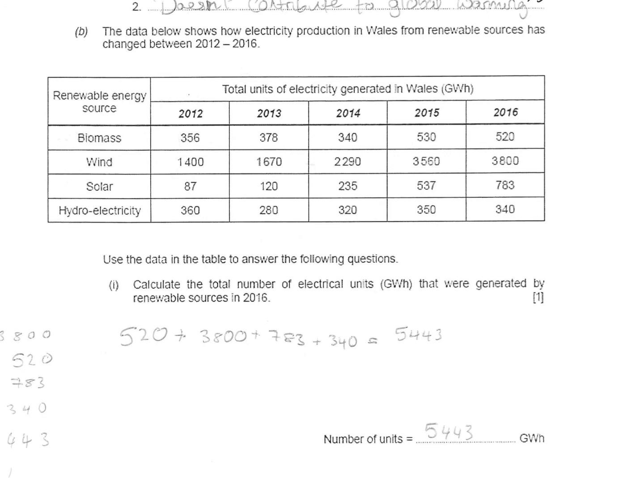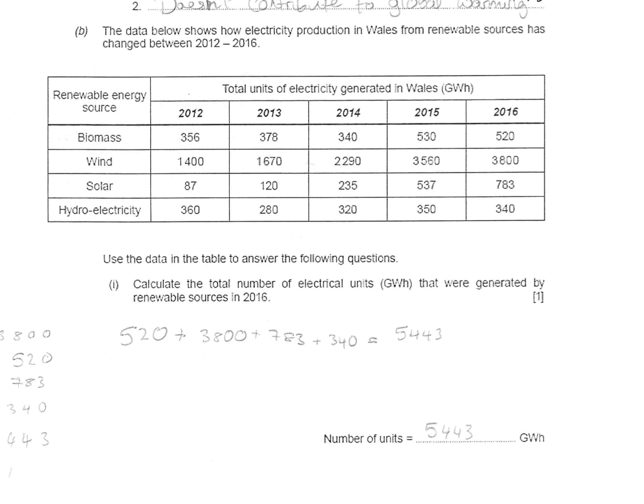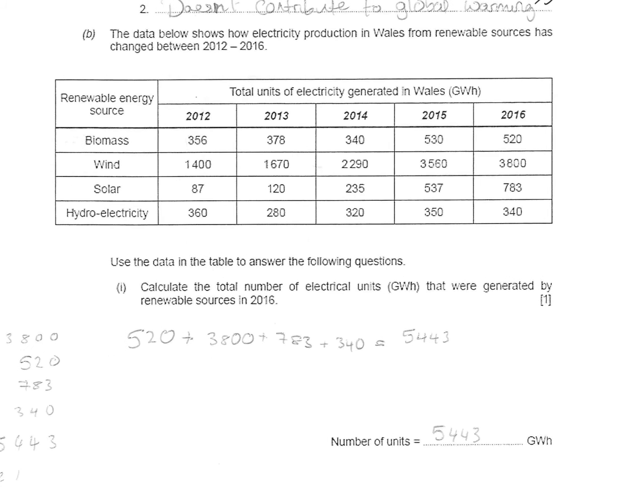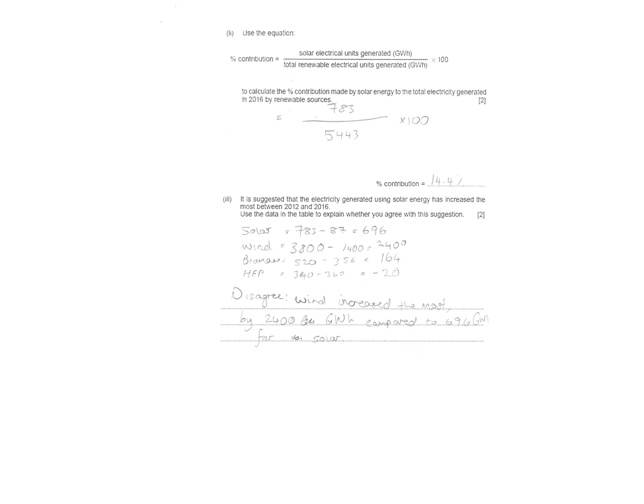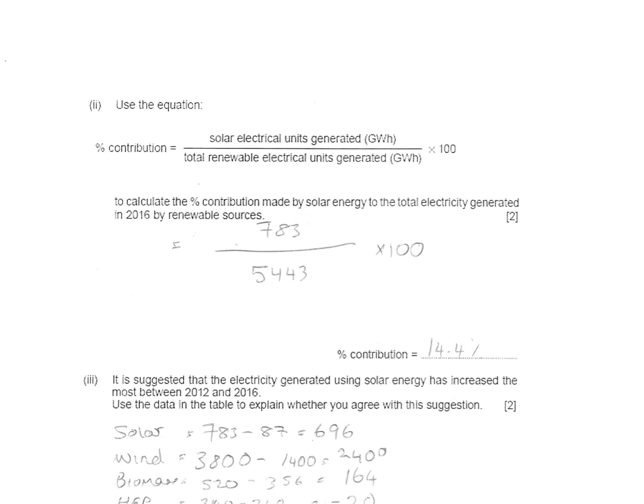Okay, calculate the total number of electrical units that were generated by renewable sources in 2016. So you are just adding them values together, and you should have got 5,443. Calculate the percentage made by solar panels. So that is the total we've just worked out. That is just solar panels. Make sure you times it by 100, so it'll give you 14.4%.